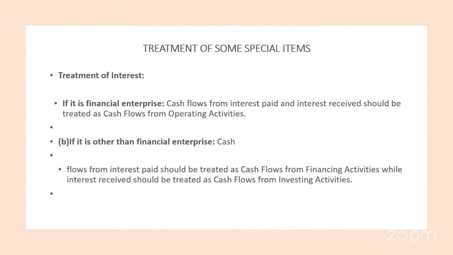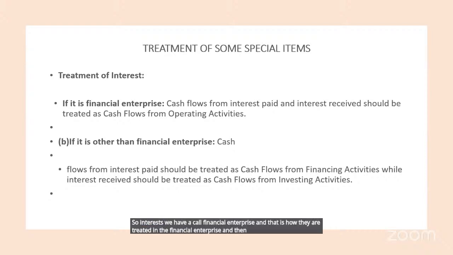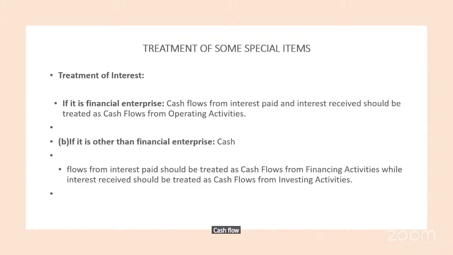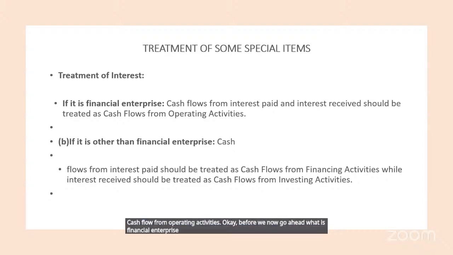Now, there are what we call special items, and how do we treat them? Things like interest. How do we treat interest? We have what we call financial enterprise, and that is how they are treated, and then other enterprises other than financial enterprise. If it is a financial enterprise, cash flow from interest paid and interest received should be treated as cash flow from operating activities. Before we go ahead, what is a financial enterprise? These are enterprises that have to do with finances.